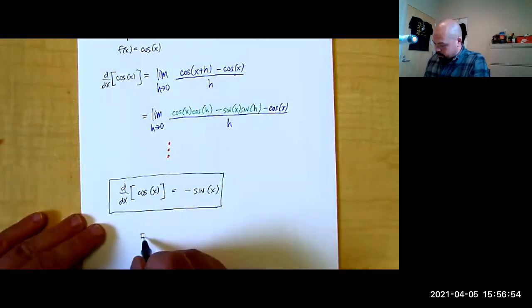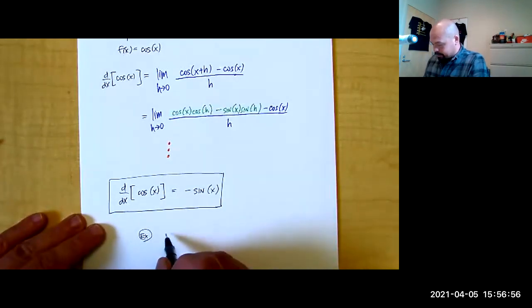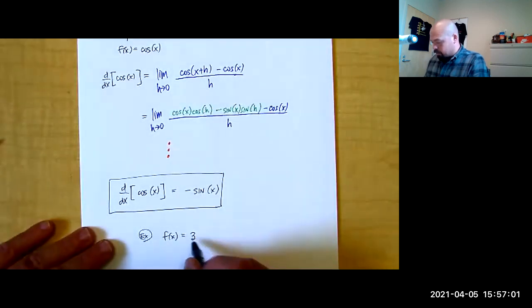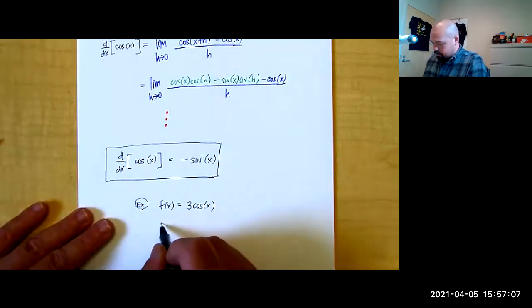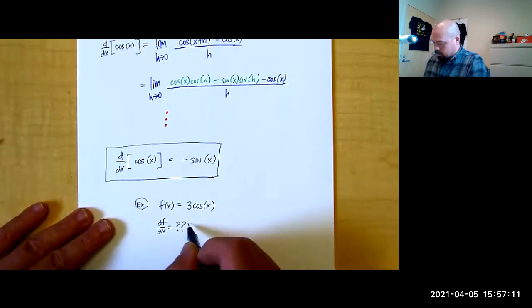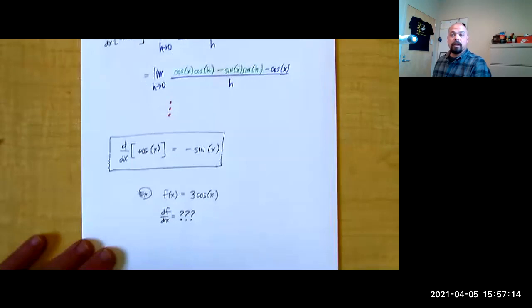So, for example, if we have f of x equal to 3 cosine of x, then what's that derivative going to look like?